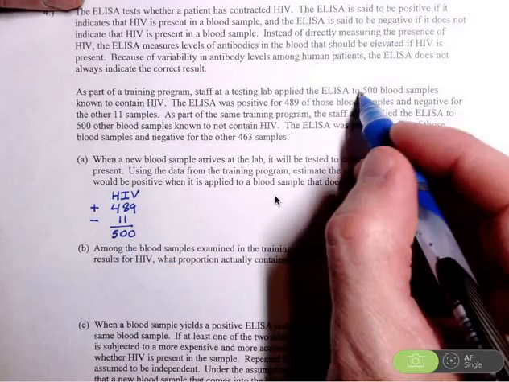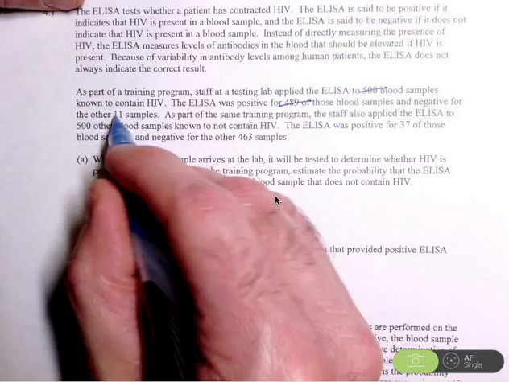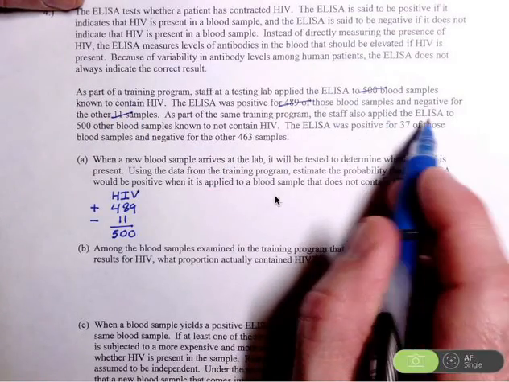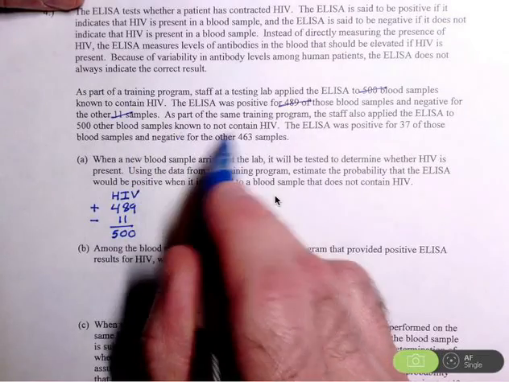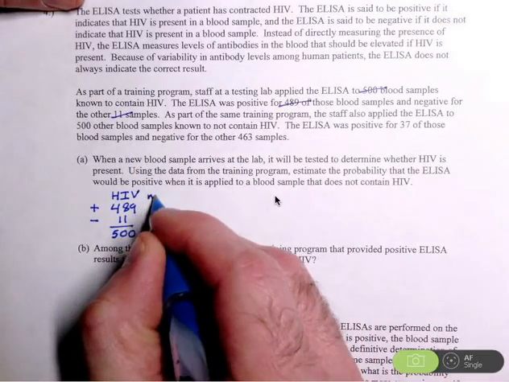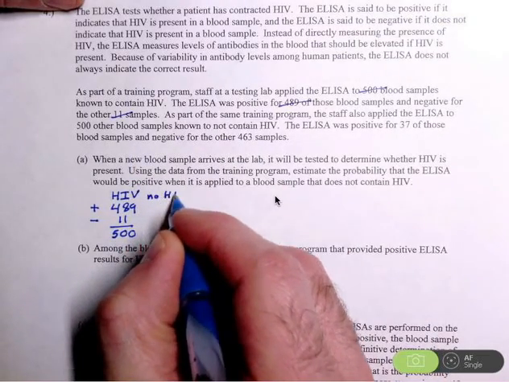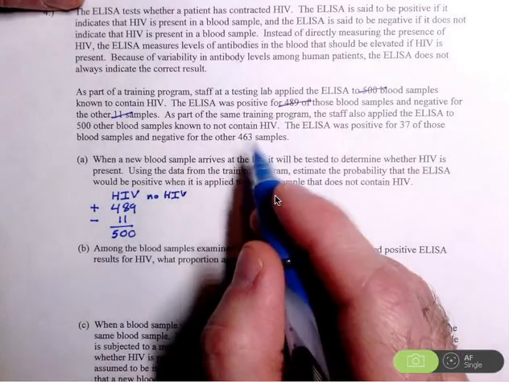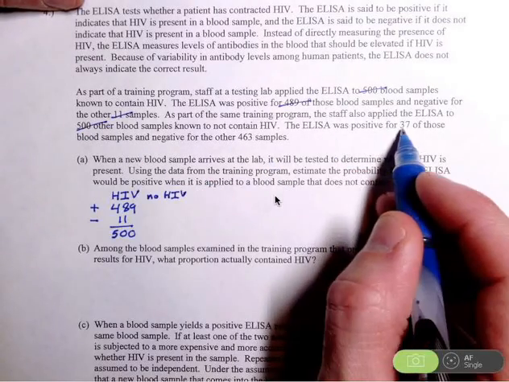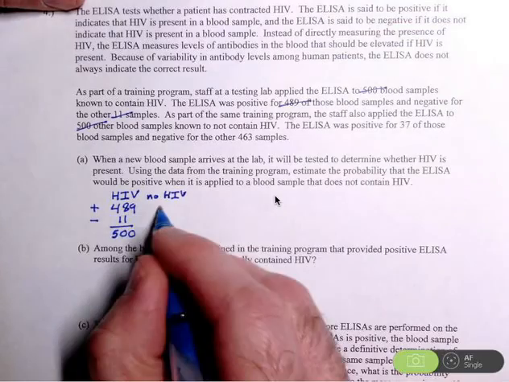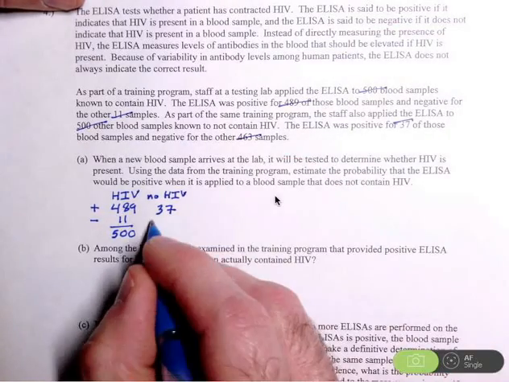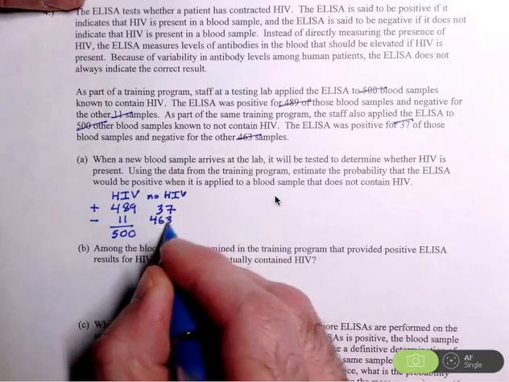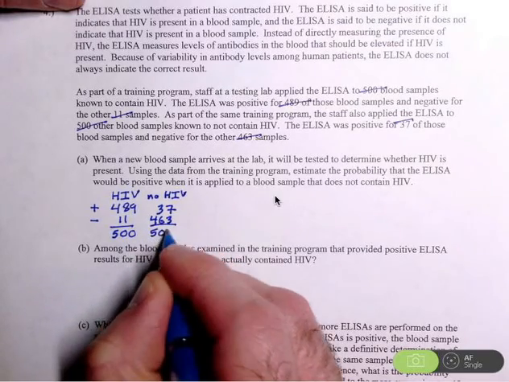I'm going to cross these off as I use them, so I know I've used them all. So the ELISA is applied then to 500 other blood samples that are known not to contain HIV. So no HIV. Of those samples, 37 of the results are positive. I'll put that here. So then 463 of those samples are negative, and that's out of a total of 500.